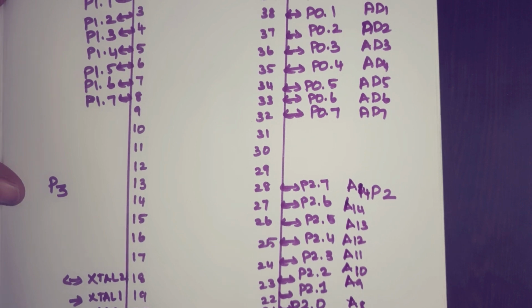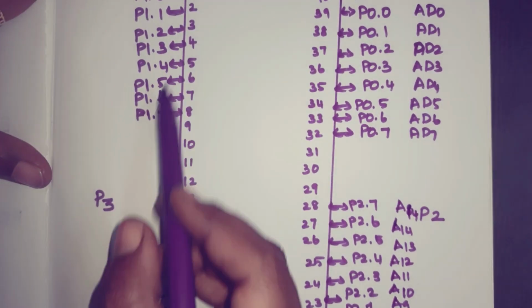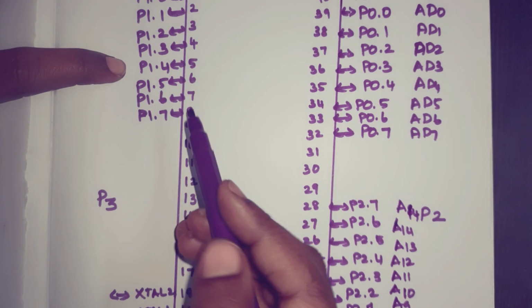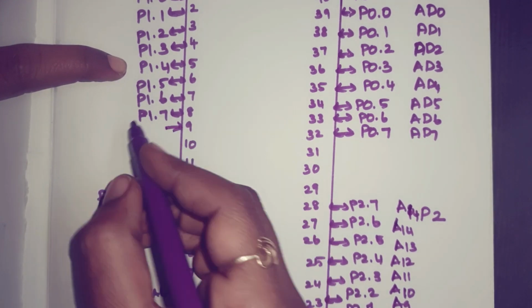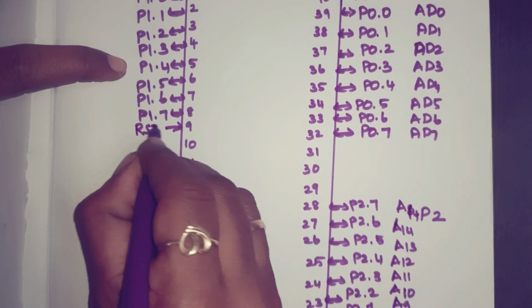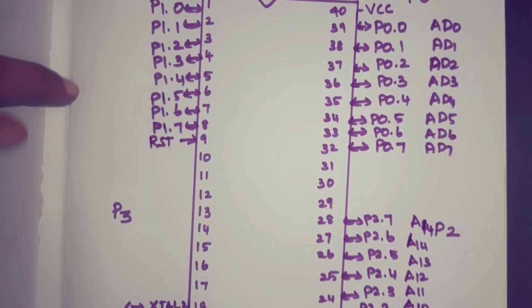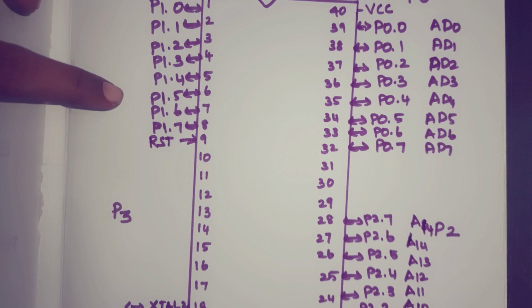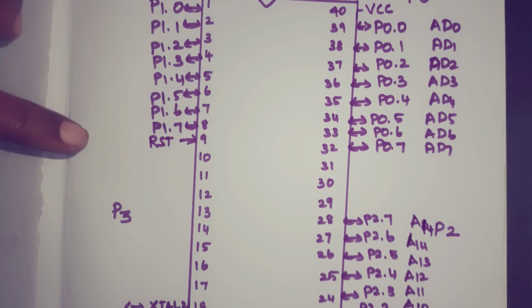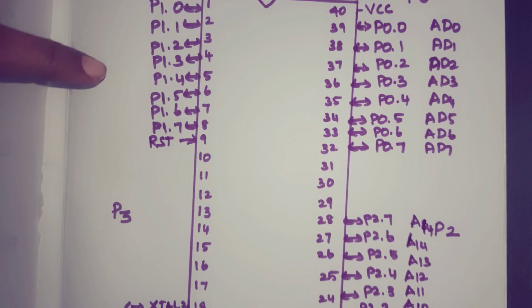So the next one is port 3. But before that, after port 1, we have a reset pin, which is an active high input pin. The function of the reset pin is to clear the microcontroller, that is, to reset or clear all the registers of the microcontroller except the program counter.